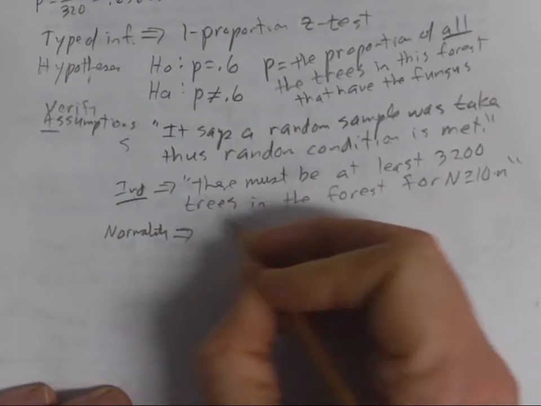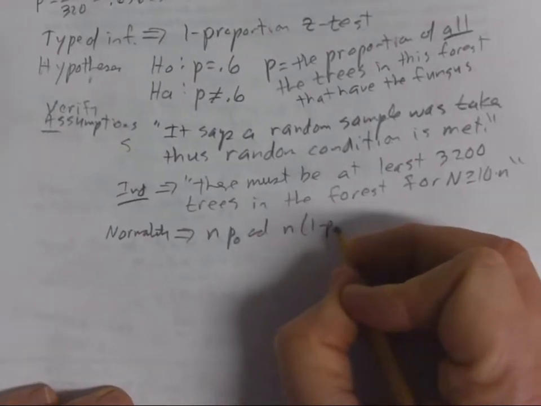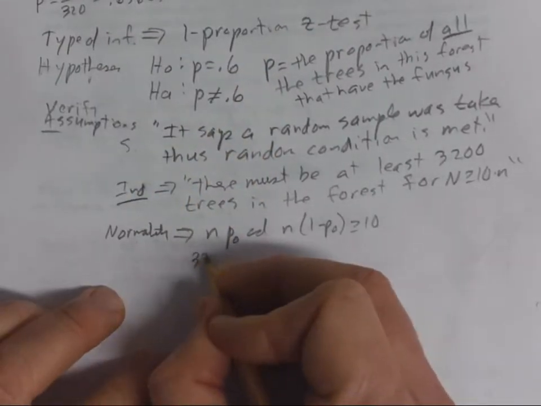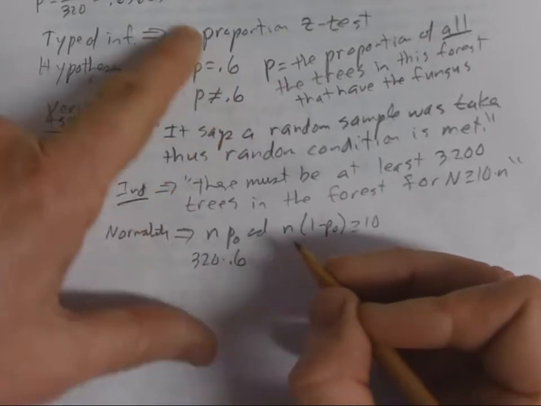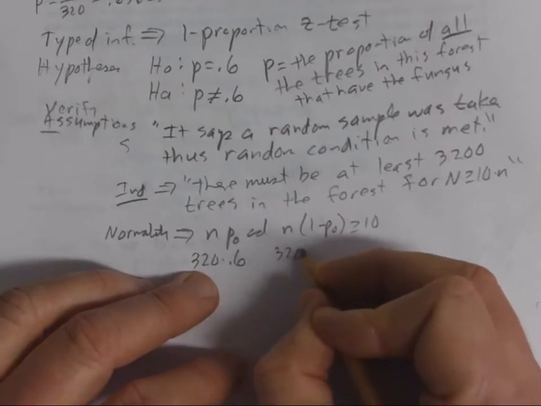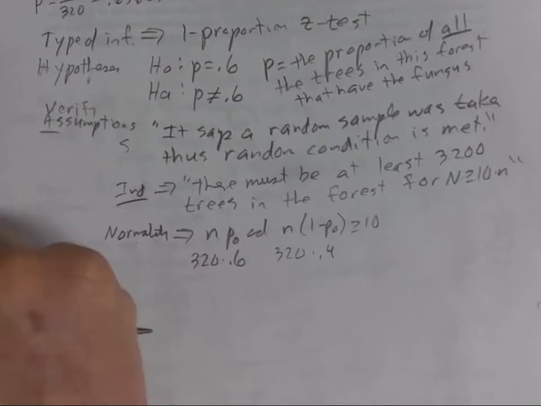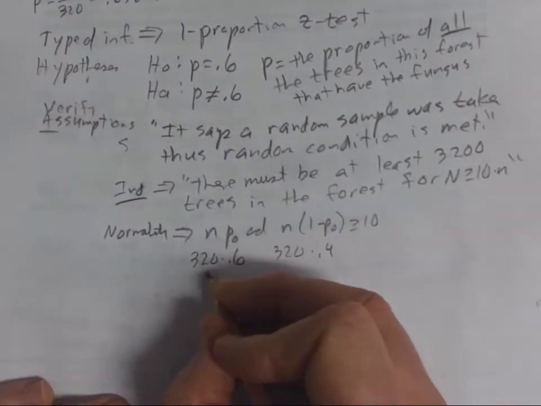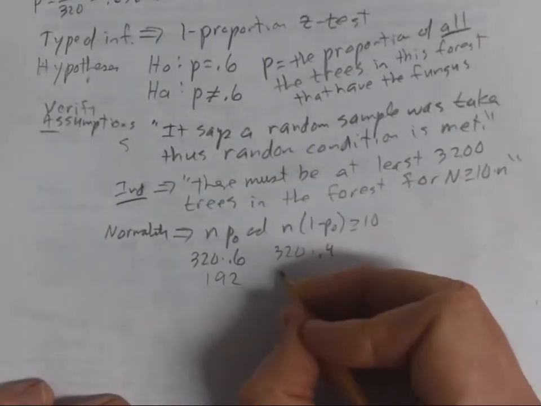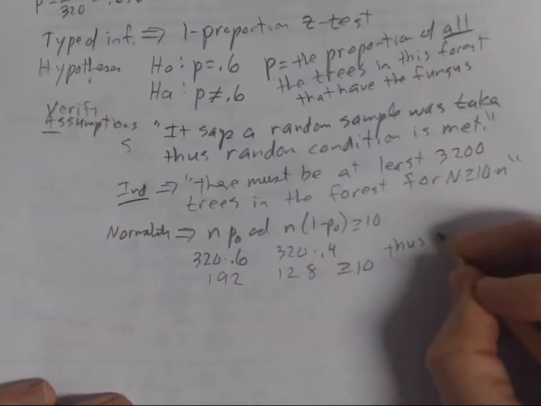Okay. And then lastly, as far as our conditions, normality. So in regards to normality, in this chapter, n times p naught and n times 1 minus p naught are greater than or equal to 10. So our n is 320 times our p naught. We're doing this whole test assuming the null is true, and so we'll use p naught here. So this would be 320 times 0.6, which is equal to 192, and then 320 times 0.4, which is equal to 128. They're both greater than or equal to 10 clearly. So you would say, thus, normality is met.